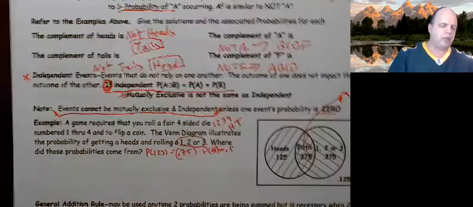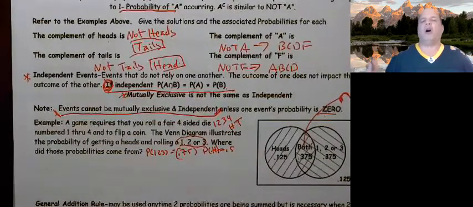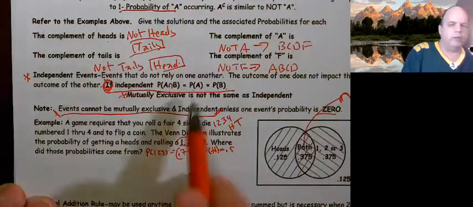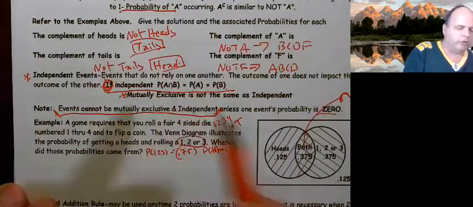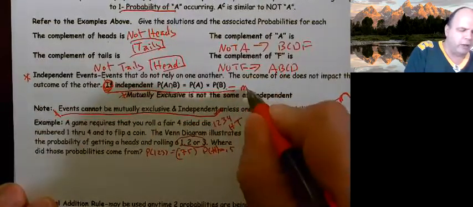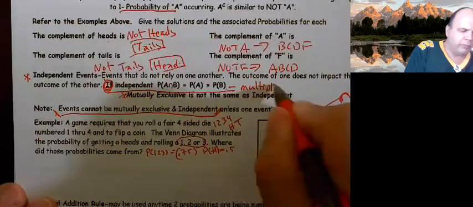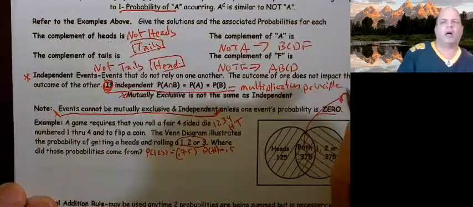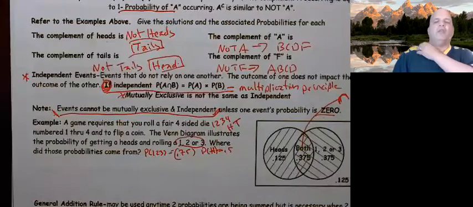All right? Now, question is, are these independent events? Is flipping a coin and rolling a die independent? Well, we need to ask ourselves, does one impact the other? Does flipping a coin impact rolling a die? And the answer is no. I can do one and it won't hurt the other. So if that's the case, I can use my multiplication principle, and this is also known as the multiplication principle. All right, so that's the multiplication principle. And so I can use that.